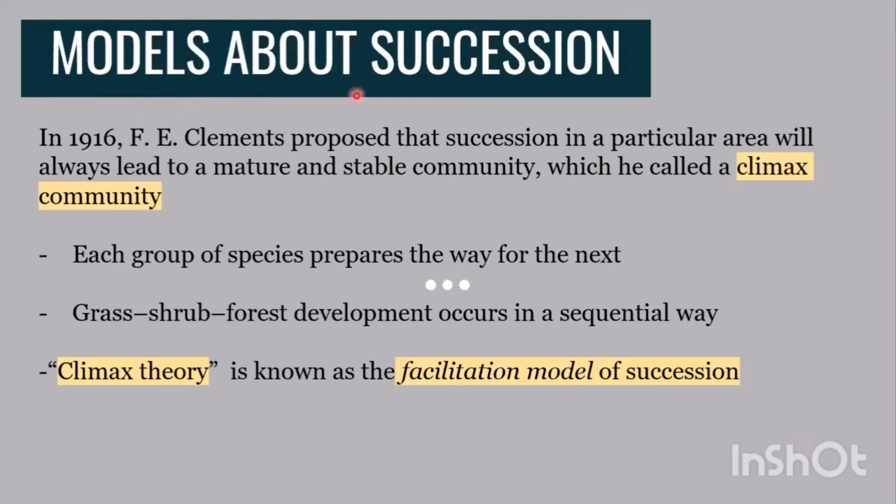Moving to the models of succession. In 1916, F. E. Clements proposed that the succession in a particular area will always lead to a mature and stable community, which he called a climax community. In the climax community, each group of species prepares the way for the next. Grass, shrub, forest development occurs in a sequential way. So this is called the climax theory, also known as the facilitation model of succession.